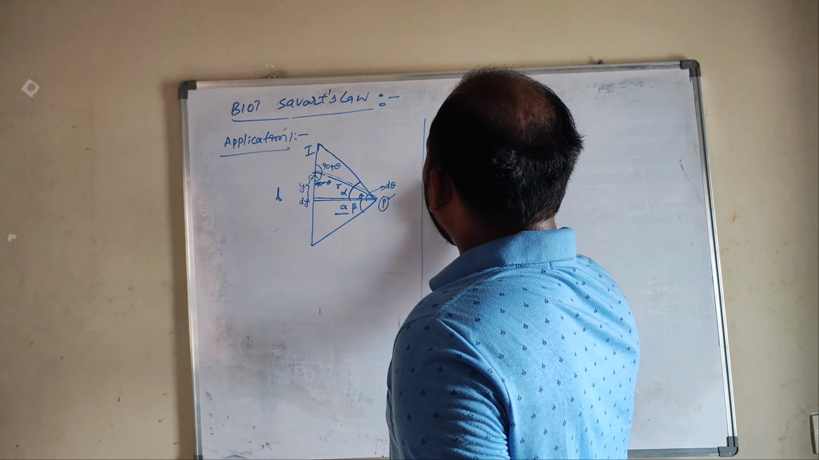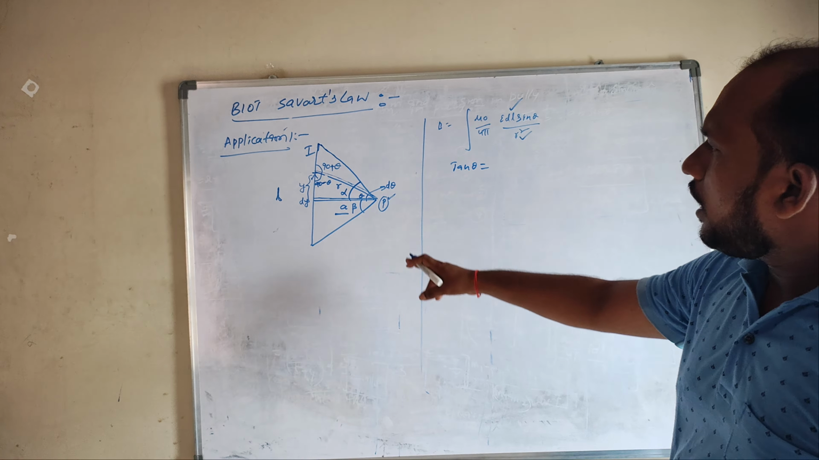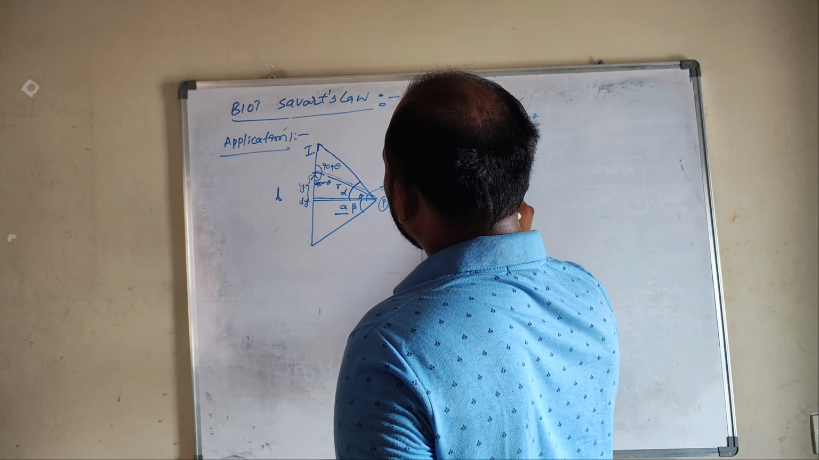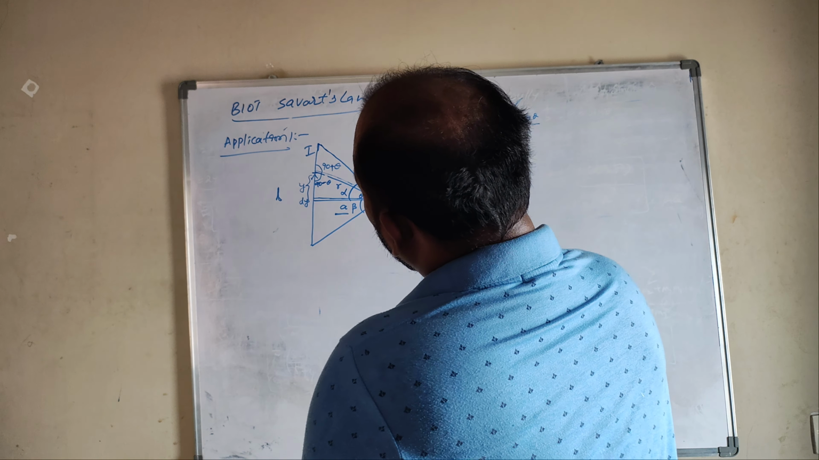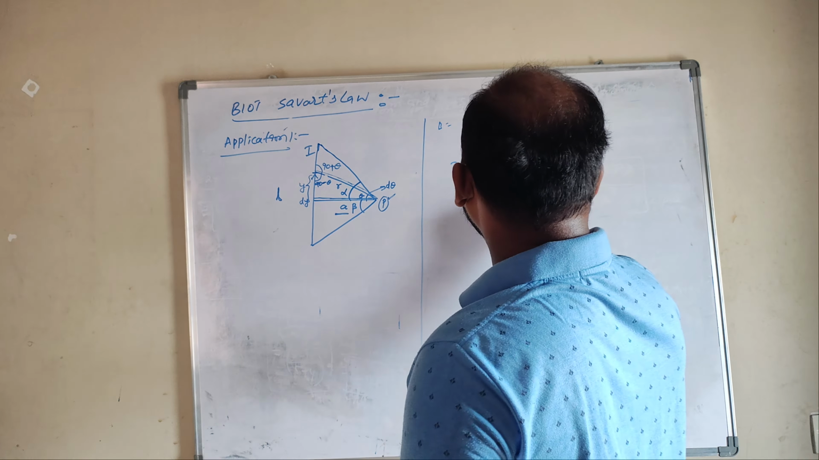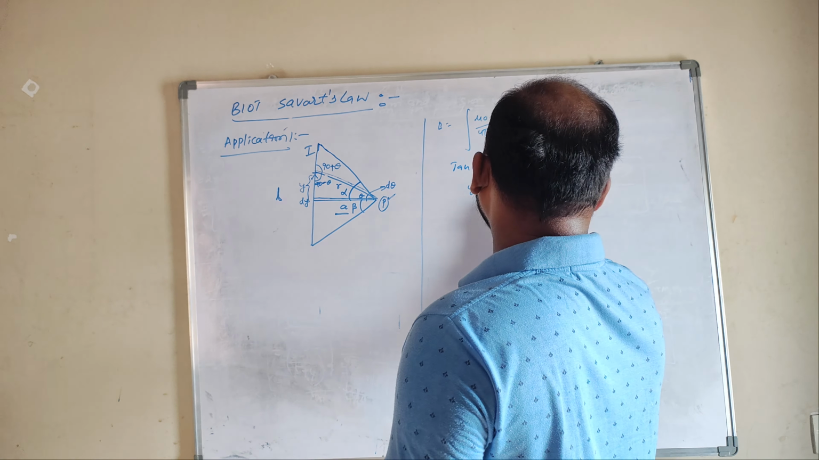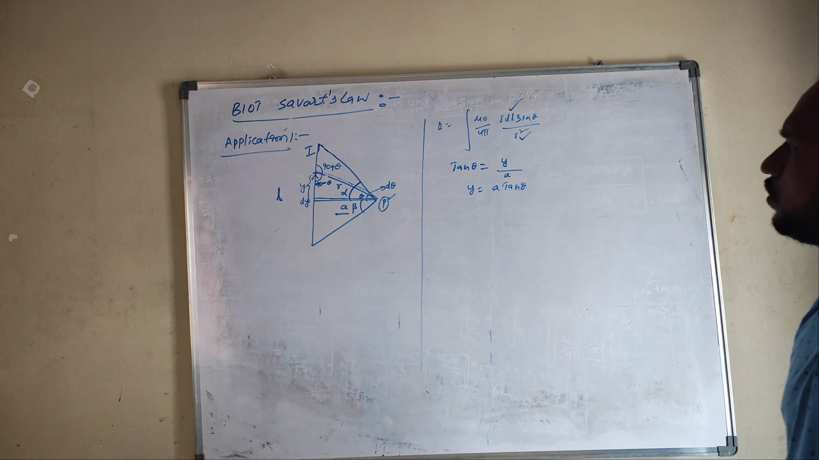Let us say tan theta. So tan theta is equal to opposite side by adjacent side. So what is, guys, opposite side by adjacent? Opposite is y and adjacent is a. So y is equal to a tan theta. So this is an unknown value. Now we have to calculate the known value.